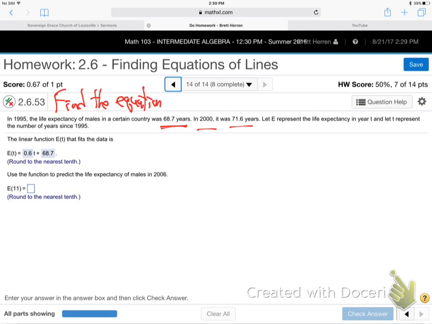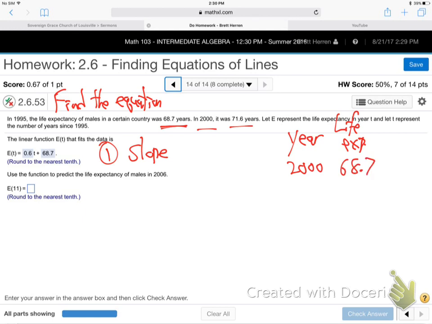So what am I going to do? That means I'm going to first get a slope. It's just like all the rest, except it's a word problem leading to that same thing. What do we do, number one? Get slope. So I got to get a slope. Let me help you with this. When they give you 68.7, they're giving you year and life expectancy. So those are points on a graph. In the year 2000, life expectancy was 68.7. Wait a minute, I'm getting confused. Oh, '95 it was that, huh? Yeah, I'm getting it off there.